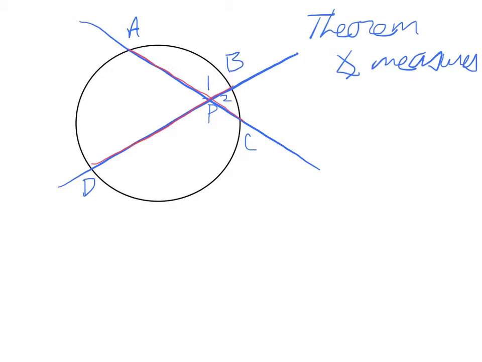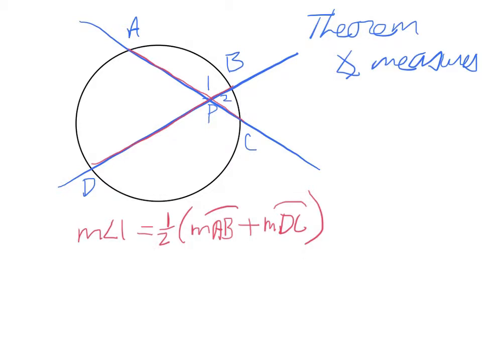Well, it turns out that the measure of angle 1 is equal to the sum of the measure of arc AB plus the measure of arc DC times 1/2. And the way we say it is the measure of angle 1 equals 1/2 the measure of the sum of the intercepted arcs. And so AB and DC would be the intercepted arcs for angle 1. So what I want you to do is pause the video, and I want you to write this formula, but do it for angle 2 this time, the measure of angle 2, and see if you can write it out.